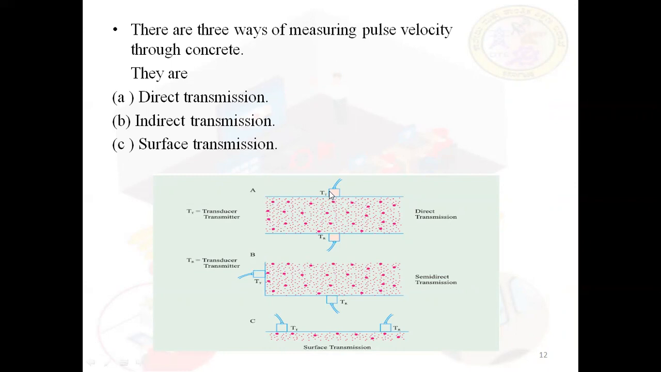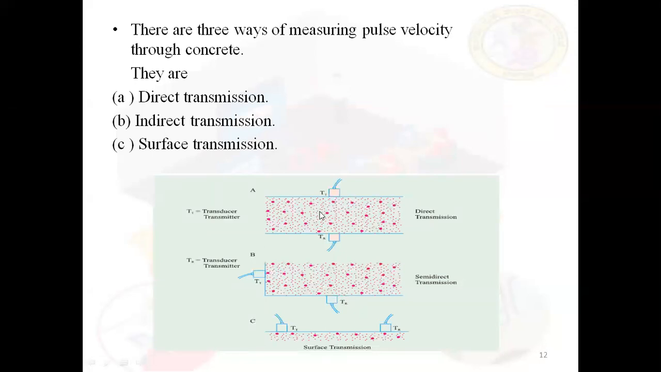Here, this is direct transmission. This is indirect or semi-direct transmission. This is surface transmission. Good results can be achieved by using direct transmission. Here this is the concrete mass, this is the transducer, this is the receiver. This is TT, this is TR. The waves are generated here and transported and received here. The time taken between the transducer and receiver is T, and L is the distance between them.